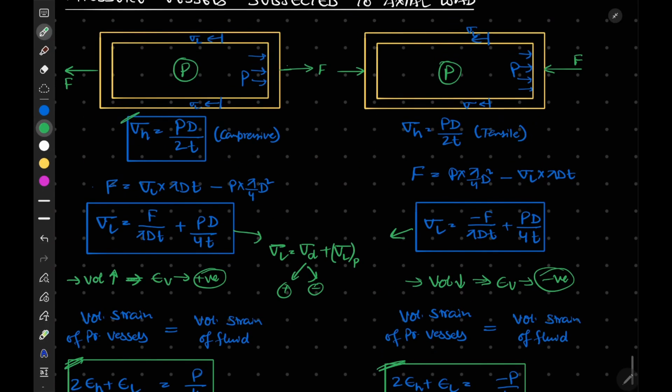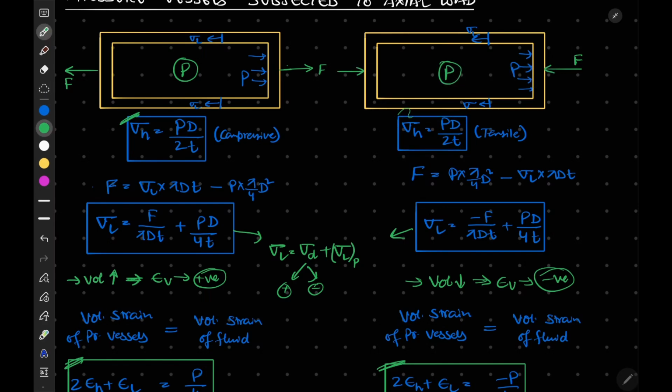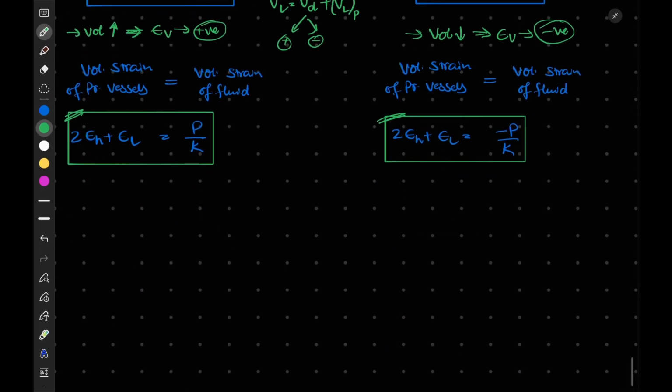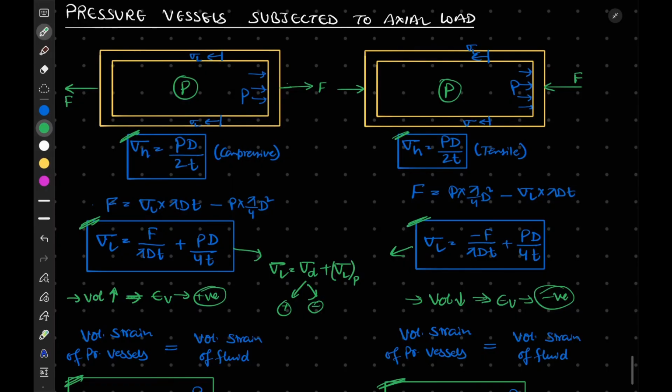Sigma h, of course, is also sigma h. Both are of different nature, and sigma L is according to the type of axial force applied. So with this we have completed this topic of pressure vessels subjected to axial load. Now moving to the next topic. Now we will delve somewhat into thick cylinders.